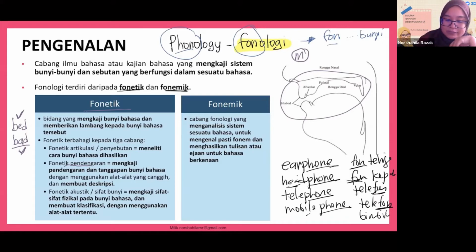Kemudian kita ada fonetik akustik ataupun sifat bunyi. Fonetik yang mengkaji tentang sifat bunyi, which is every sound has its own characteristic. Okay, every sound. For example, we have vowel A, E, I, O, U. We have consonant B, C, D. This characteristic you can see when you want to cut your MP3, your audio song.